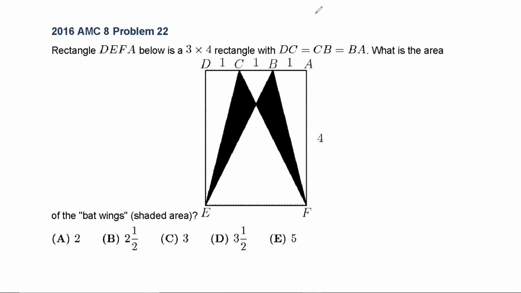Okay, so to find this area, let's just subtract all the white areas again. We know that this bottom length here is 3, this is 4. So what you can do is notice that BCEF is a trapezoid, which means its area is 1/2 times the bases added together, which is 4, times the height, which is also 4. And you'll be able to get 8.